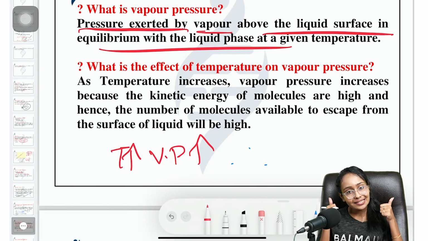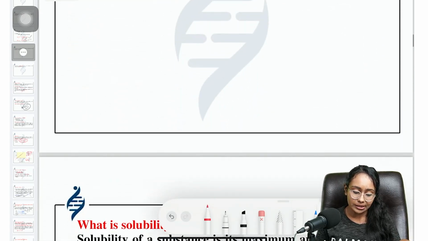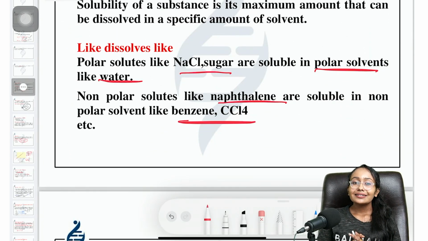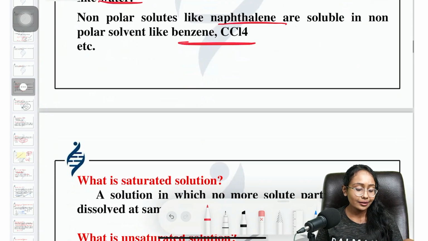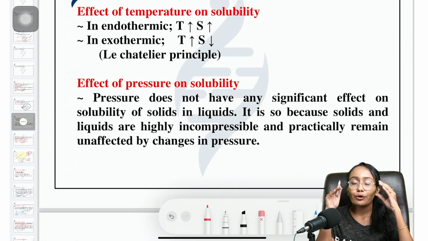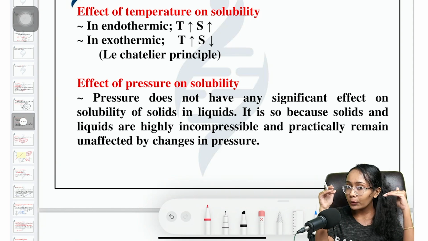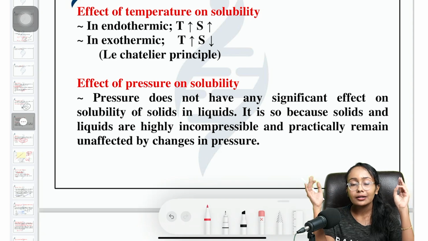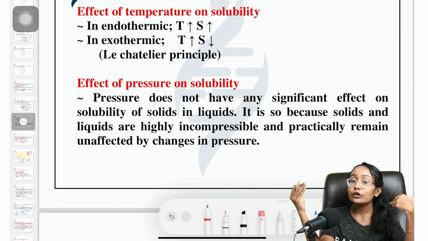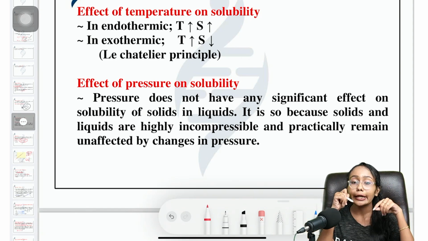All right, done, set. So today we have discussed solubility. What is solubility? And what is a saturated solution, an unsaturated solution, in the case of like dissolves in like. Then we have discussed the effects of temperature on solubility. Two cases we have discussed today mainly, the solid in liquid case and the gas in liquid case. In the solid in liquid case, temperature has an effect, but pressure has no effect. As temperature increases, solubility increases in endothermic reactions, but solubility decreases in exothermic reactions. This is about the solid in liquid condition.